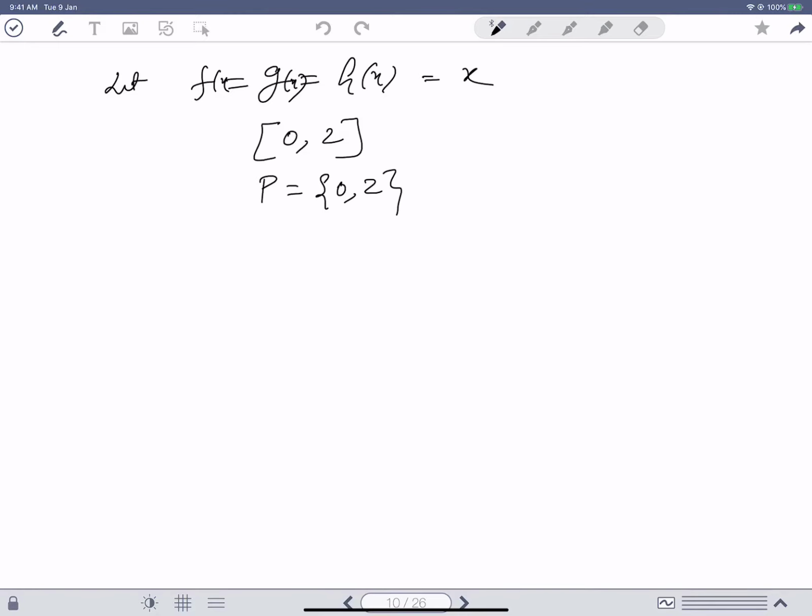Why are we choosing P equal to {0, 2}? Because I just want to avoid that lower sum, because in that case the lower sum will always be 0, because we have a single partition. Now you can calculate that. In this case, U(g,P) minus L(g,P), here we have 2 into 2 minus 0, so that is 4.